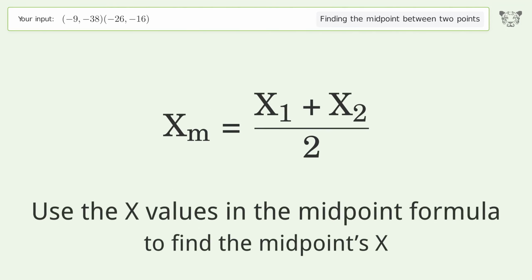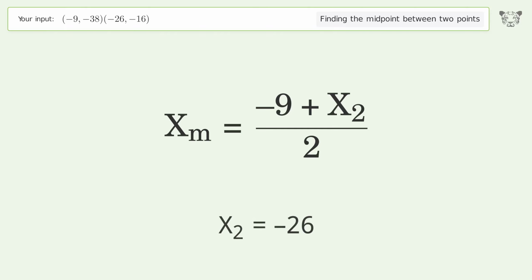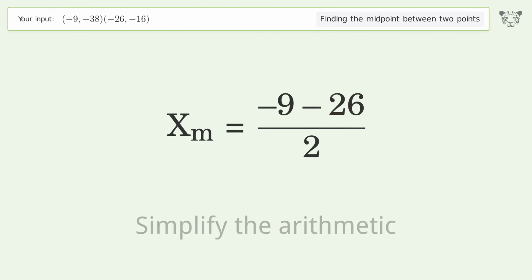Use the x values in the midpoint formula to find the midpoint's x. x1 equals -9. x2 equals -26. Simplify the arithmetic.